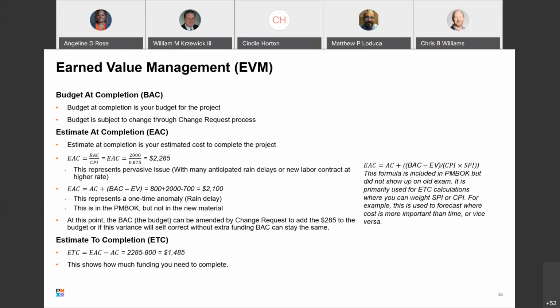So estimate at completion is your estimated cost to complete the project, right? So you know where you're at and how much more money do we need? What's our estimated cost to complete the project? So EAC, estimate at completion. Let me back up, because estimate to completion is going to give us how much money we need to complete from here. Estimate at completion is what our BAC is going to look like. We blew it up a little bit. How much money do we need as a budget at completion? So that's what estimate at completion is.